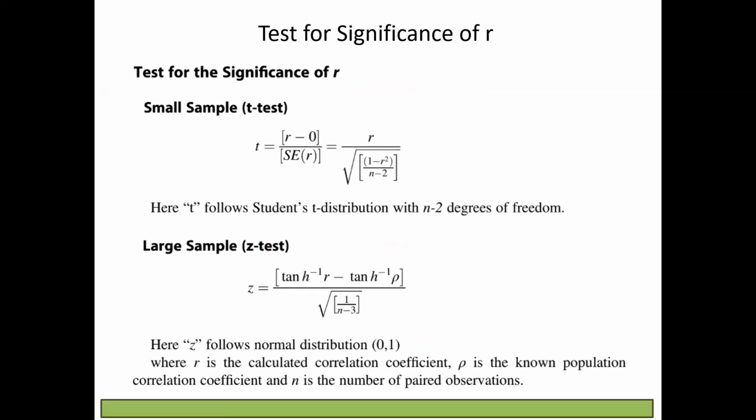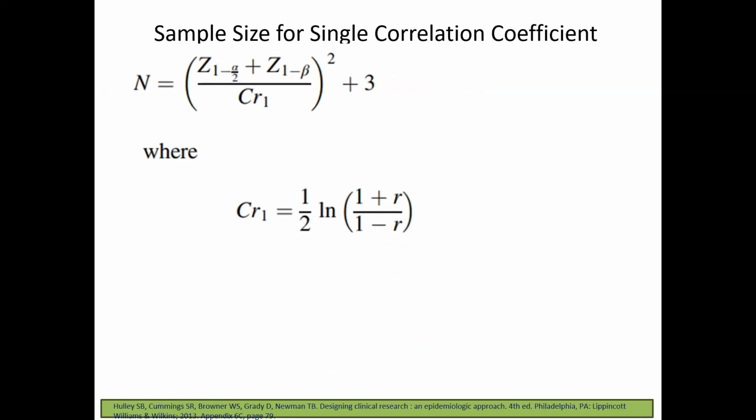To test the significance of the correlation coefficient, we can do either a t-test or z-test. In the z-test, we can see that it is the inverse hyperbolic tangent function. This is how we calculate the significance of the correlation coefficient. Now we can calculate the sample size for a single correlation coefficient. So this is how we do the calculation.